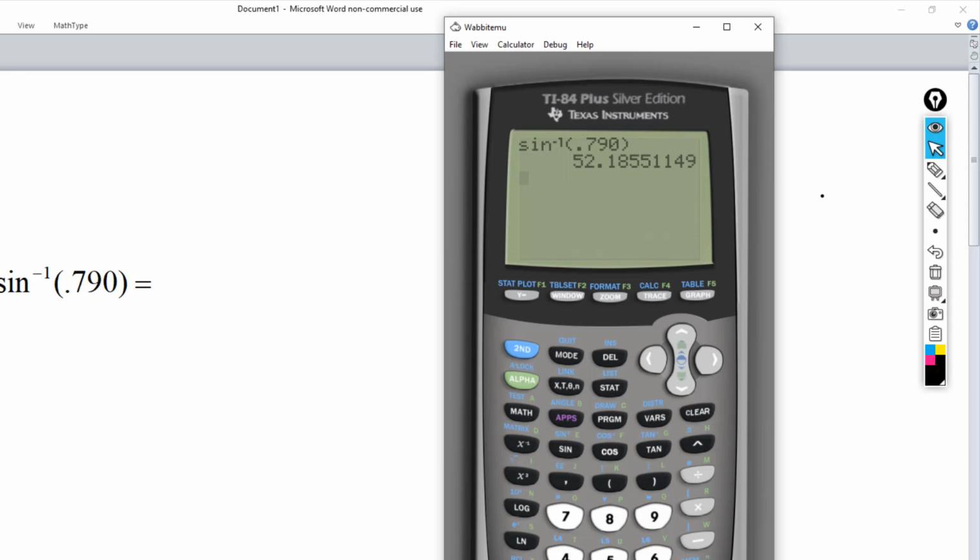And we get 52.186, run that out to 3 places, and that's in degrees. Make sure you know what your mode is set to. This one is set to degrees, so I don't really have to enter the degrees here. It's already set.